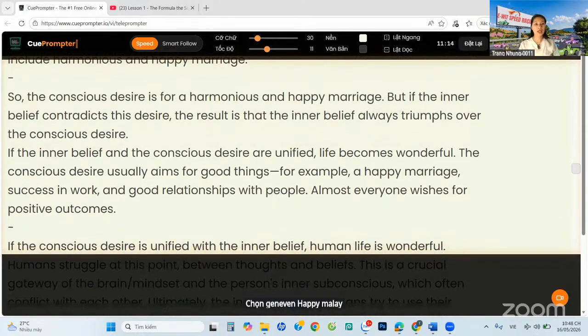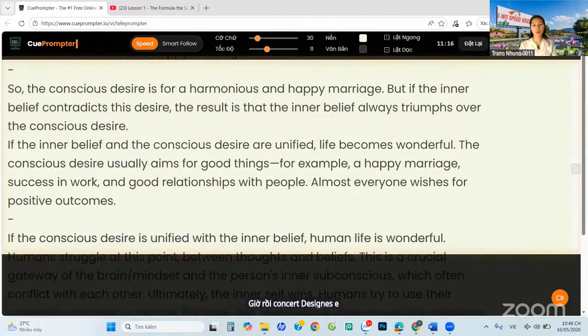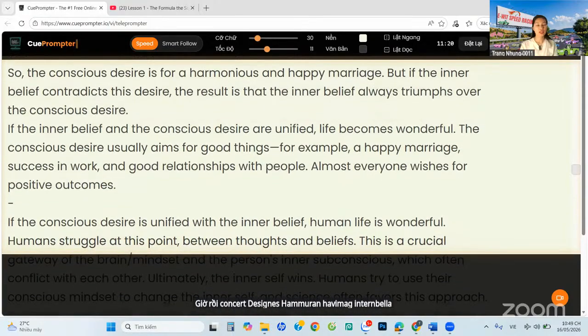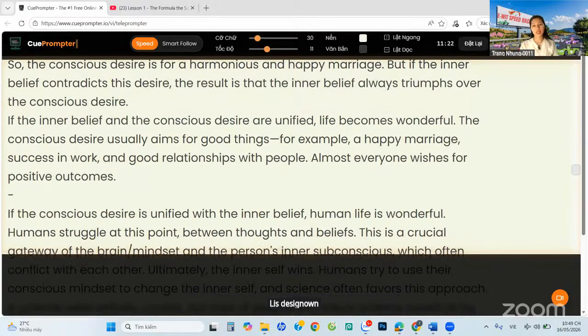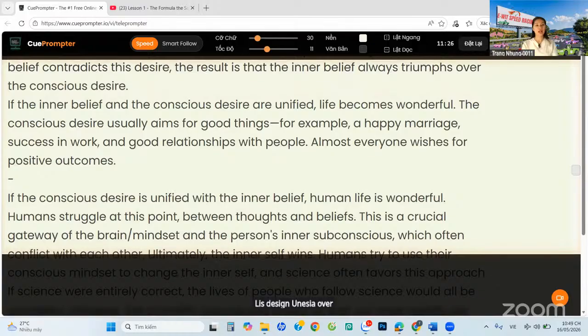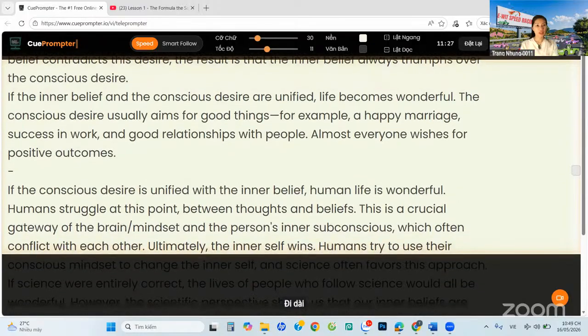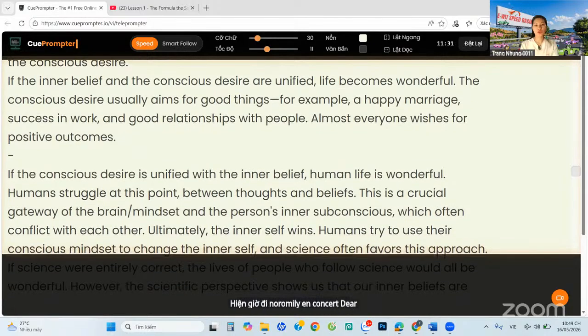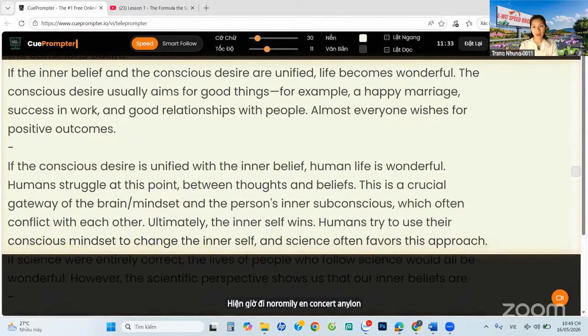So the conscious design is for a harmonious and happy marriage, but if the inner belief is contracted, the result is that the inner belief always wins over the conscious design. If the inner beliefs and the conscious design are unified, life becomes wonderful.